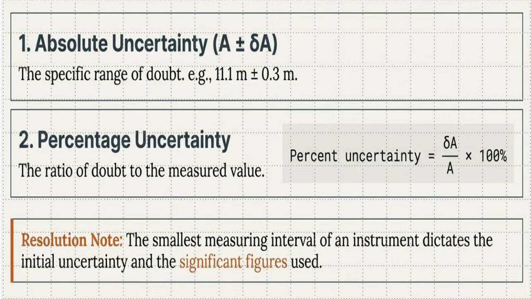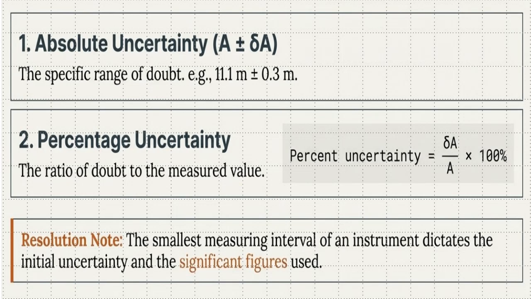Now that we've looked at dimensional analysis, let's move on to understanding uncertainty in measurements. There are two key types to consider. Absolute uncertainty, which is the specific range of doubt around a measurement, like saying 11.1 meters plus or minus 0.3 meters, and percentage uncertainty, which compares that doubt to the actual measured value by expressing it as a percentage.